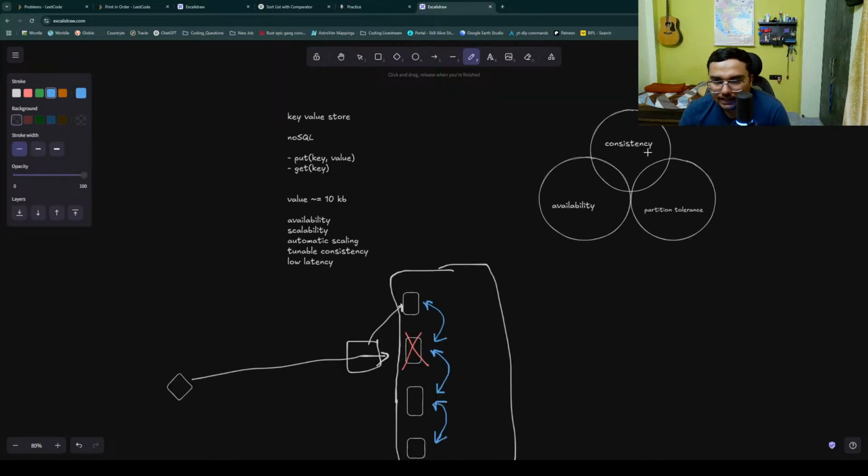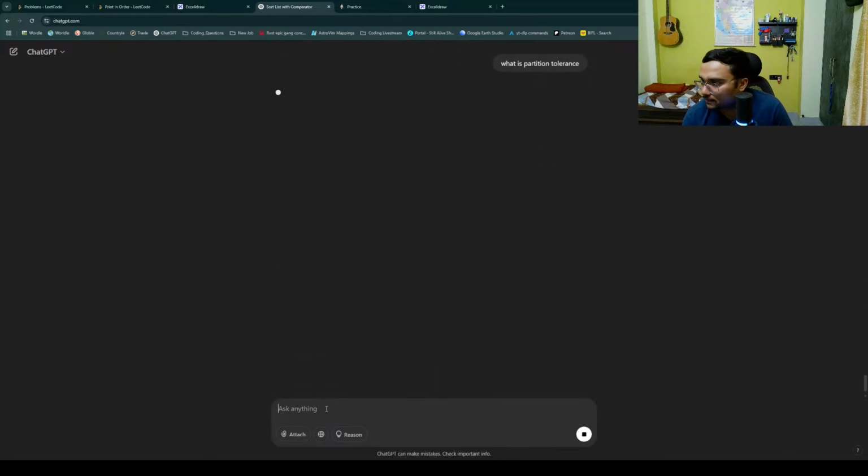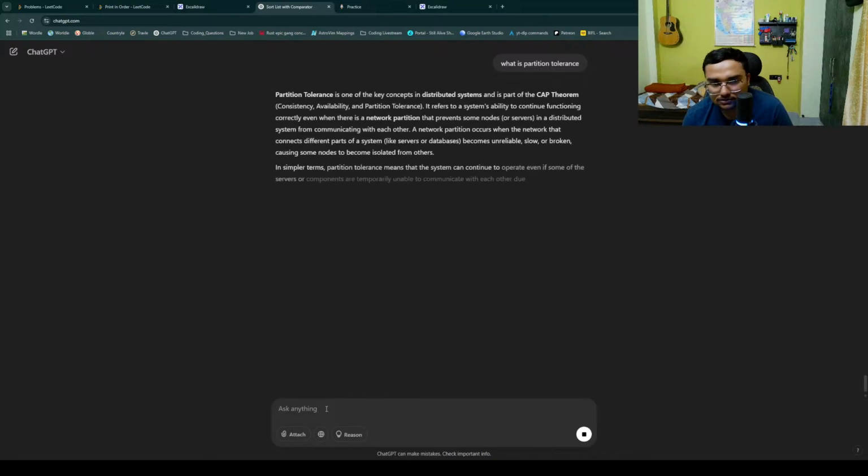Currently learning CAP theorem, epic CAP. Let's ask ChatGPT, what is partition tolerance?